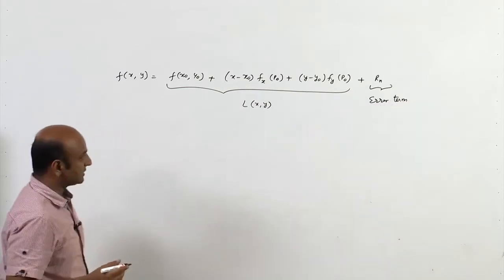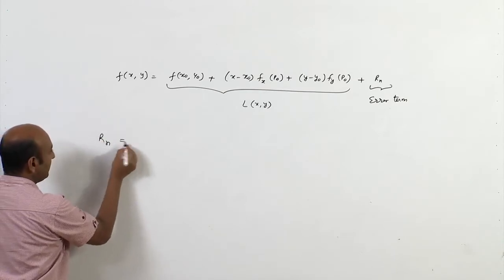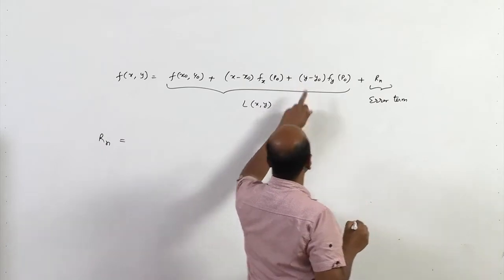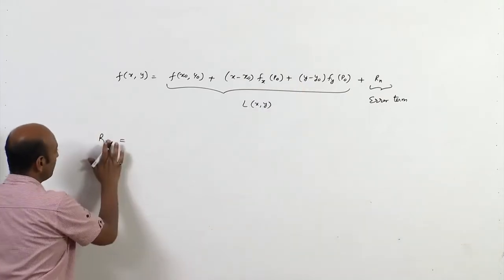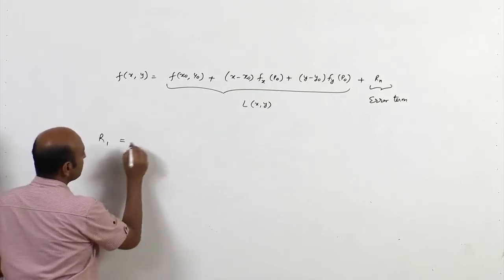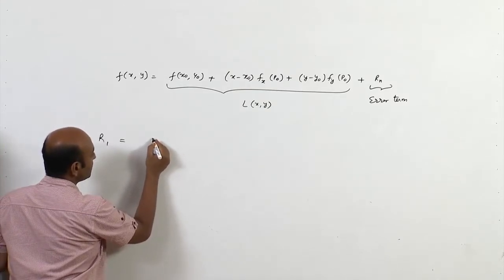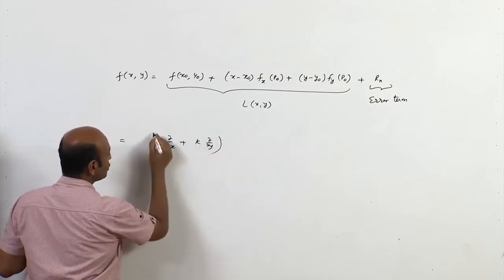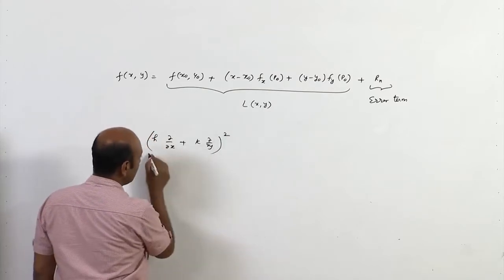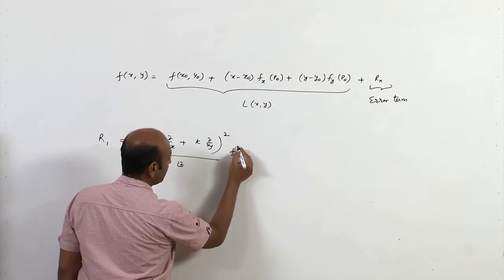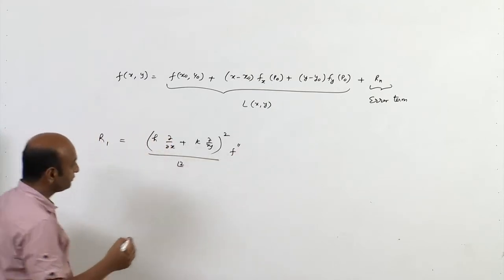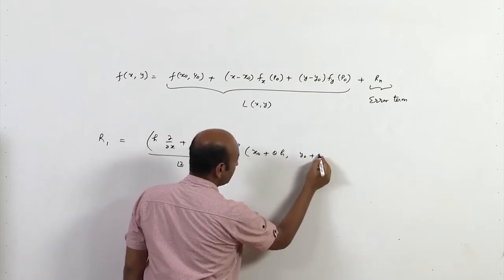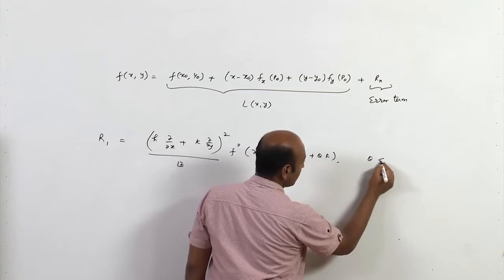How do you find R n now? R n will be given by, here we are finding the linear approximation, I mean n is equal to 1, so we will put n equal to 1 here. So, this is h del by del x plus k del by del y whole raised to power n plus 1, that is 2, upon factorial 2, f second derivative at x naught plus theta h and y naught plus theta k, where theta is between 0 and 1.